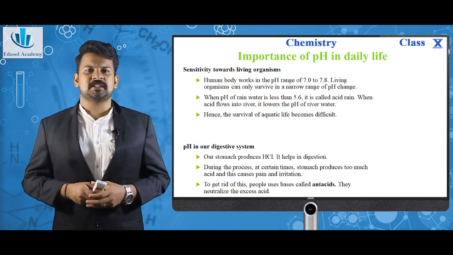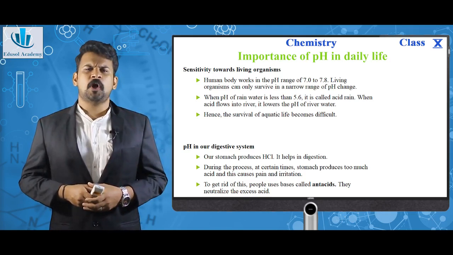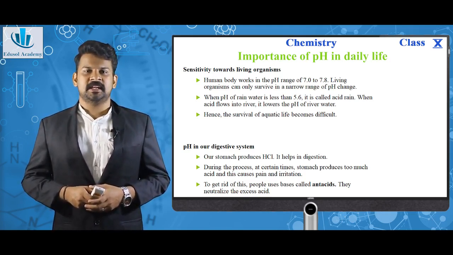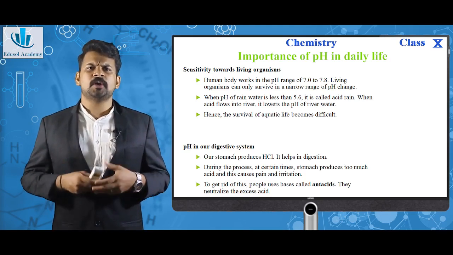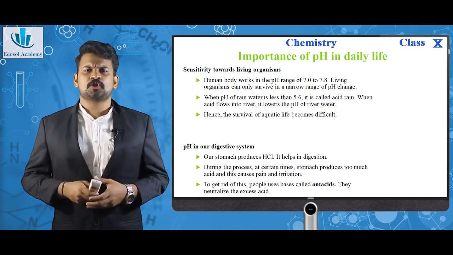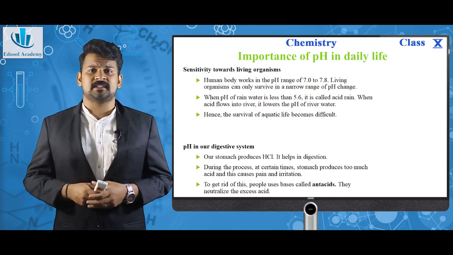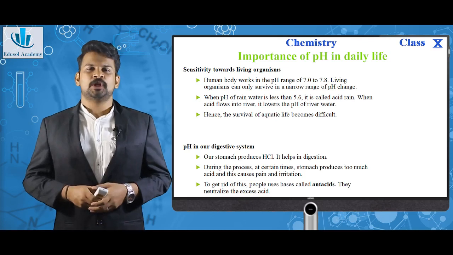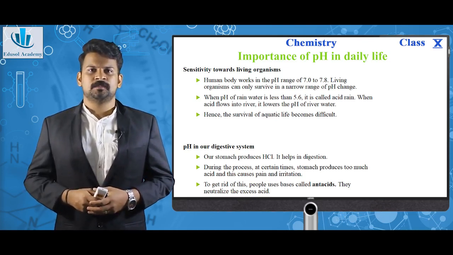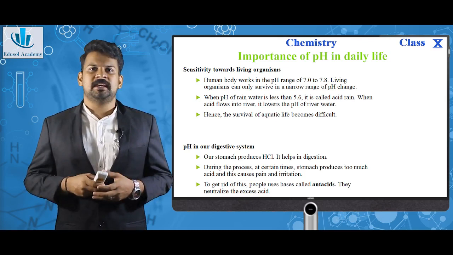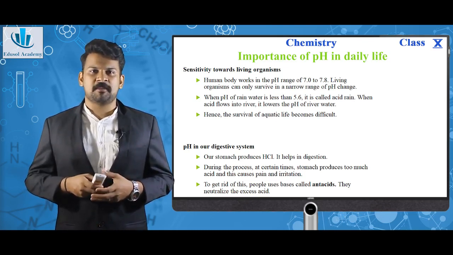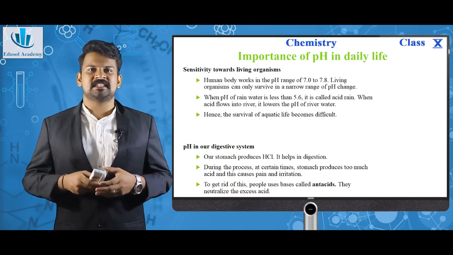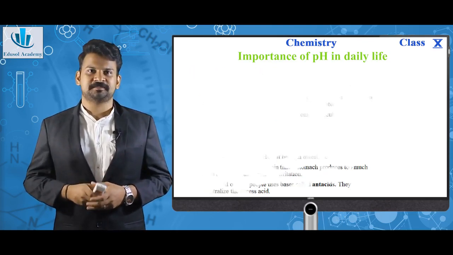Next one is pH in our digestive system. We all know our stomach produces HCl, hydrochloric acid. It helps in digestion. During this process, at certain times, the stomach produces excessive hydrochloric acid, which causes pain and irritation. This is called acidity. To prevent this issue, we take antacids, which are bases, to neutralize the excess acid. So that is the pH in our digestive system.